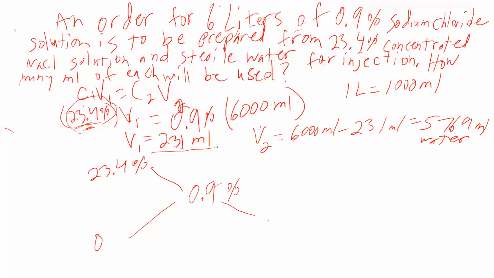Okay, so then this would be, let's see, 22.5 parts, and then this would be 0.9 because you do the difference. The difference between 0 and 0.9 is 0.9. 23.4 minus 0.9 is 22.5, and the total is 23.4.